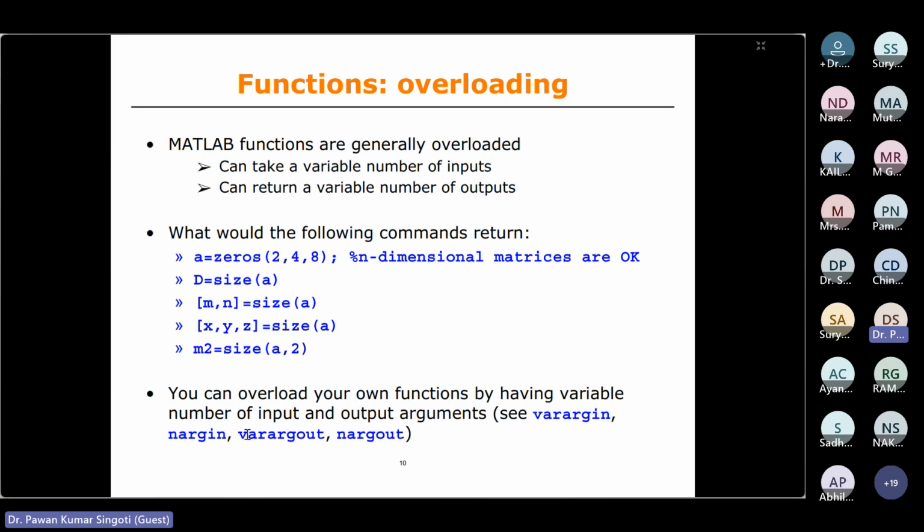So you can overload your own functions by having a variable number of input and output arguments. You can see in the help toolbar of MATLAB, varargin means variable argument input.